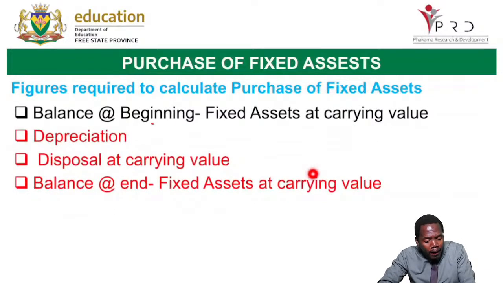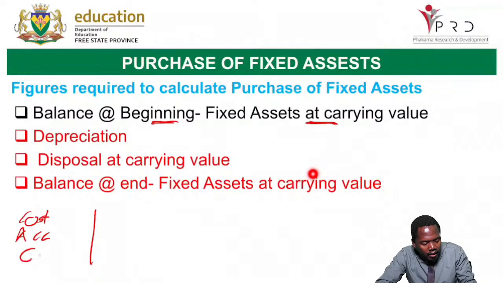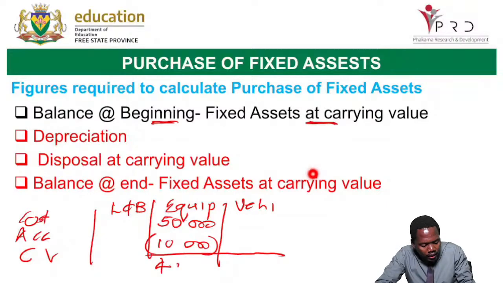We need the opening balance of fixed asset at carrying value. What is this fixed asset at carrying value? I am referring to these. I think this will make sense. Carrying value. This is land and buildings. This is equipment. This is vehicles. This is just an example. If here I have my 50,000, 10,000, then I will have my 40,000.